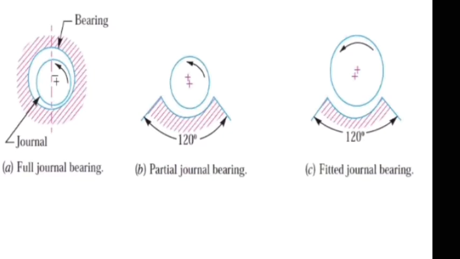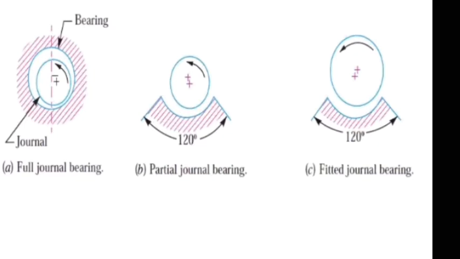If you look at this diagram, this is the journal and this one is the bearing. The angle of contact between the journal and bearing here is completely 360 degrees. So these types of bearings are called full journal bearings. When we discuss the applications of full journal bearings, these are widely used in industrial applications where the load acts in a radial direction. So this is about the full journal bearing.